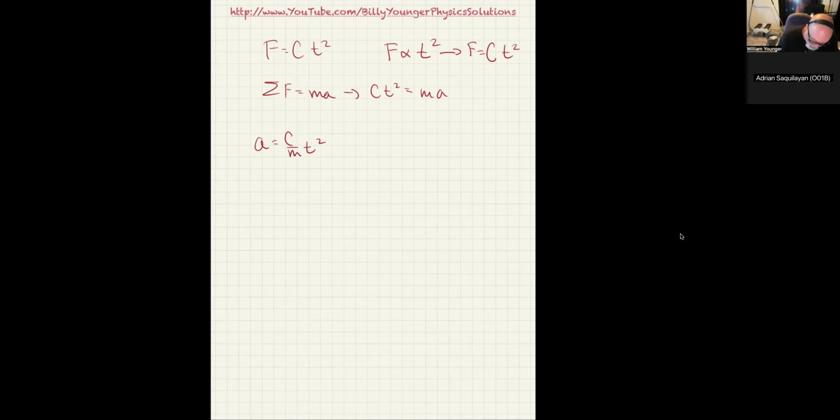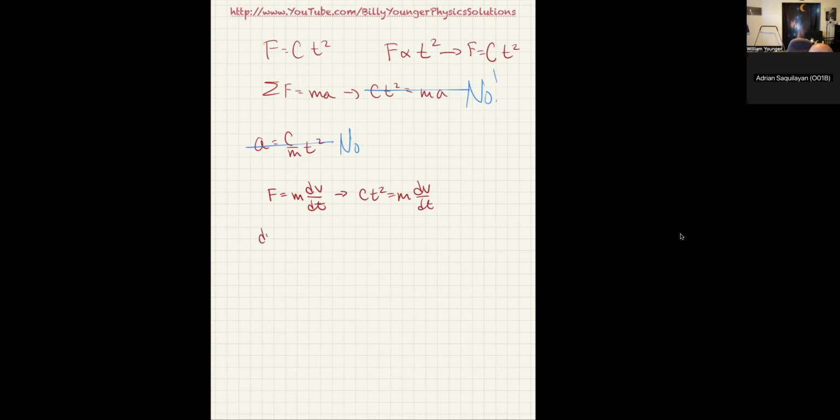With that, then we don't use a. That is for when a is a constant. So what we're going to do is say F is equal to m dv/dt. Now we say ct squared is equal to m dv/dt. That means dv/dt is equal to c over m times t squared. We can integrate both sides and multiply by dt on both sides.